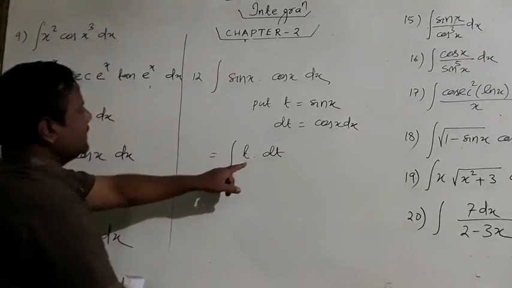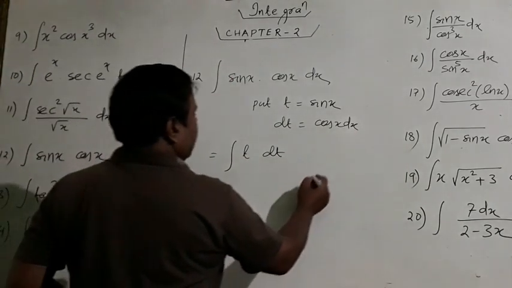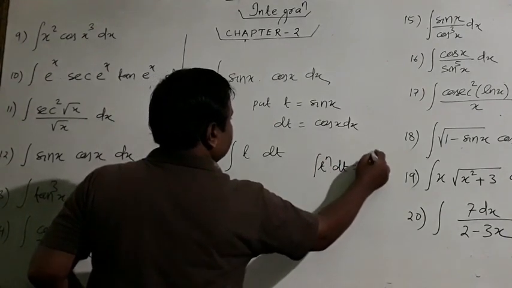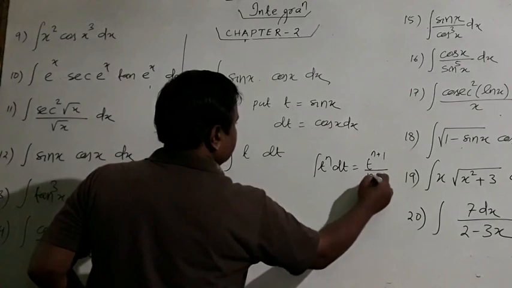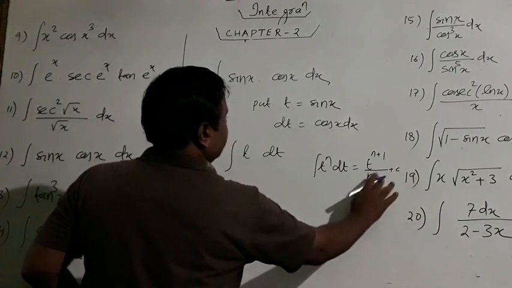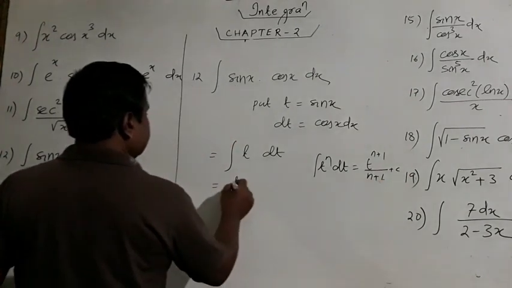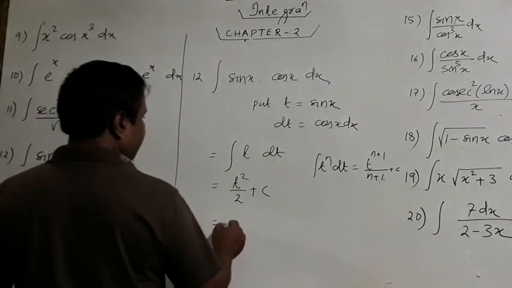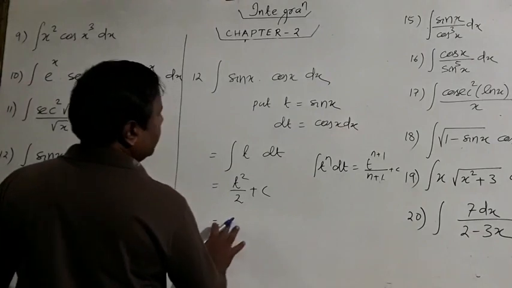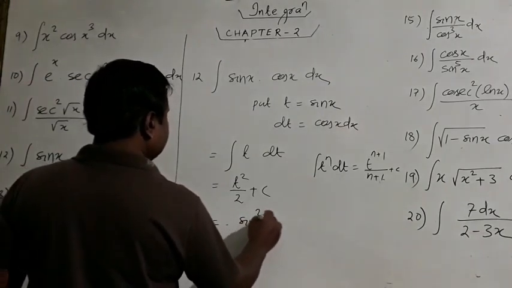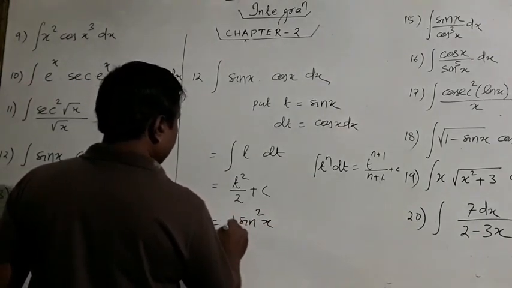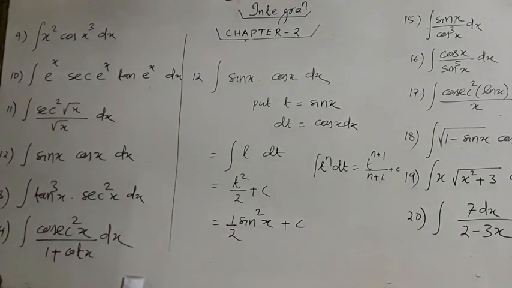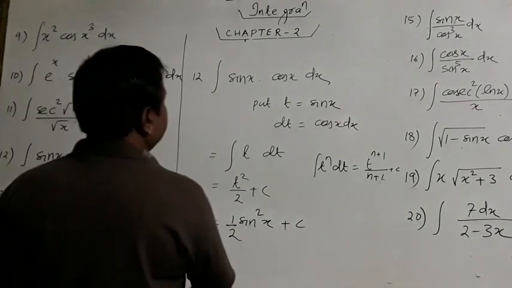Now what is the integration of t dt? You know the formula of t to the power n dt. It is t to the power n plus 1 by n plus 1 plus c. Here what will happen? It is just t square by 2 plus c. So it is sin square x by 2, or half sin square x plus c.